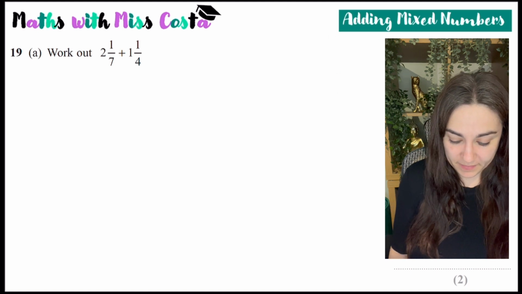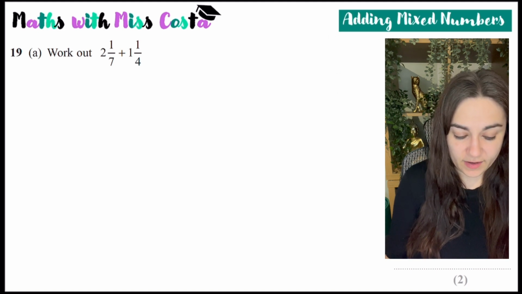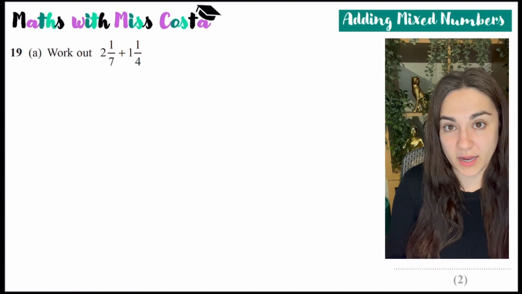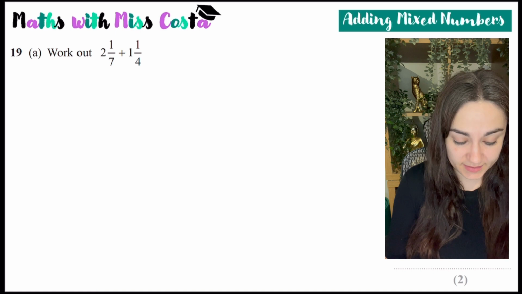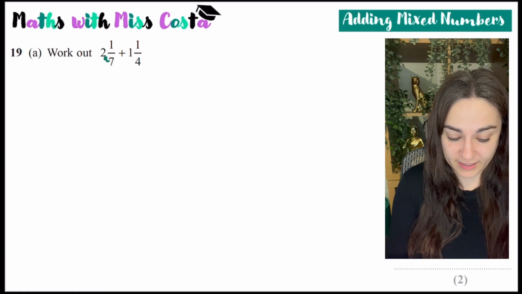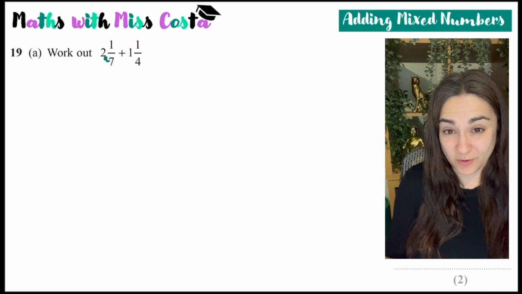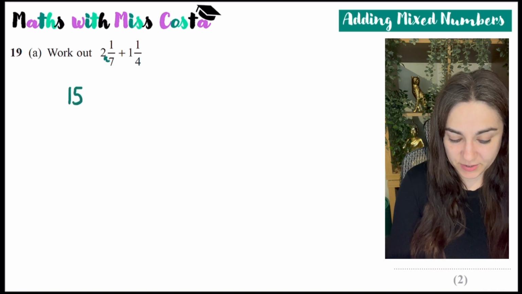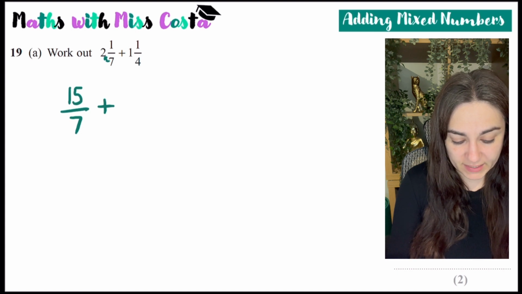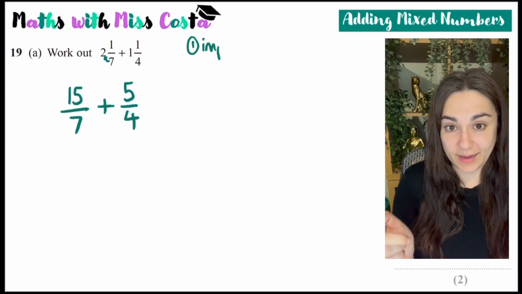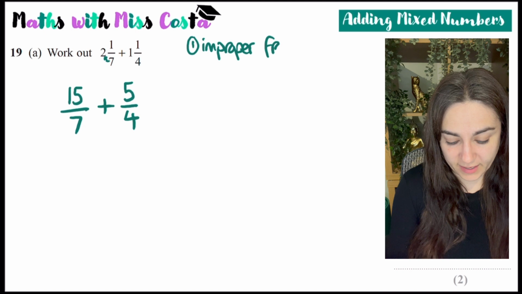Okay, next we've got adding mixed numbers. So over here, when I'm adding mixed numbers, the first thing I want to do is turn my fractions into improper fractions. So to turn a fraction into an improper fraction, we multiply the number by the denominator and then add on the numerator. So 2 times 7 is 14, plus 1 is 15. So we've got 15 over 7 plus 1 times 4 is 4, plus the 1 is 5 over 4. So step 1, turn it into improper fractions.